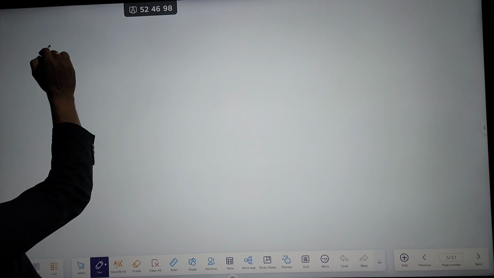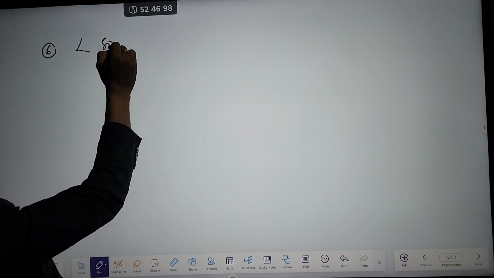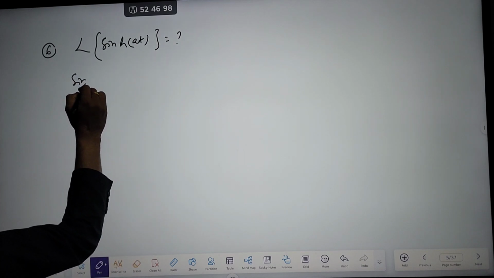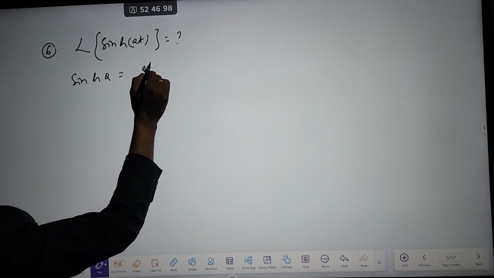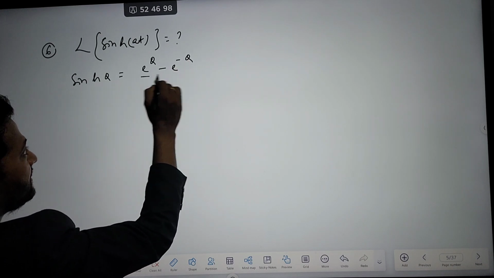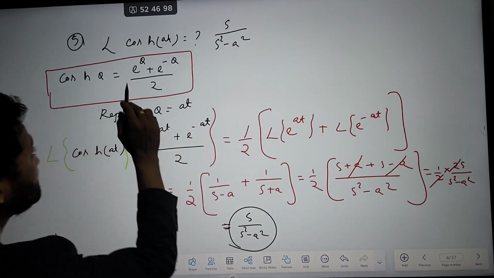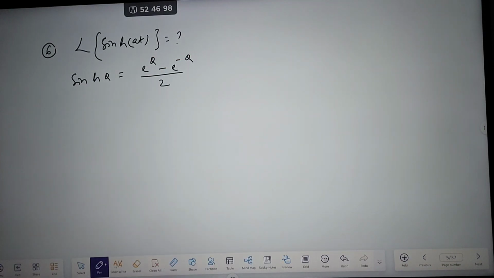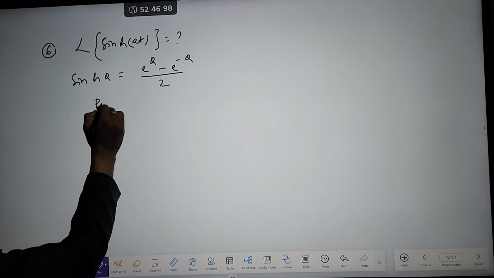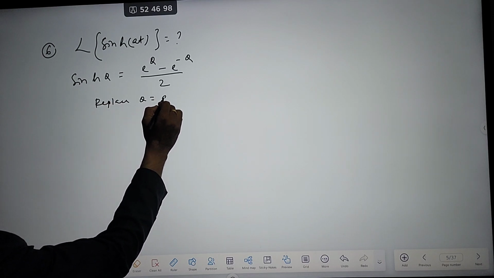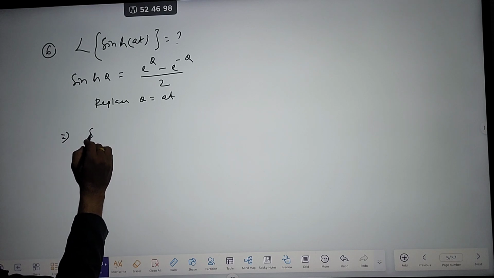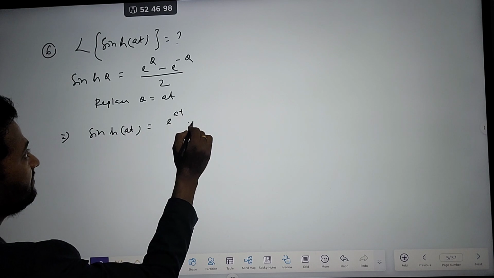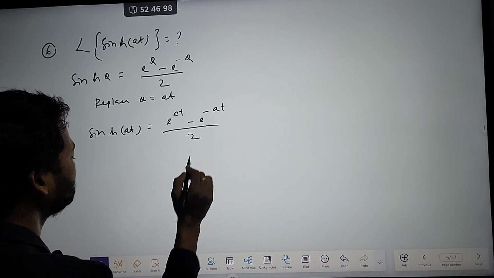Formula number 6, Laplace of sin h at. So what is the formula of sin h theta? e to the power theta minus e to the power minus theta by 2. See, in case of cos it was e to the power theta plus e to the power minus theta by 2, but in case of sin it is e to the power theta minus e to the power minus theta. So now replace theta is equal to at. So your equation becomes sin h at will be equal to e to the power at minus e to the power minus at by 2.